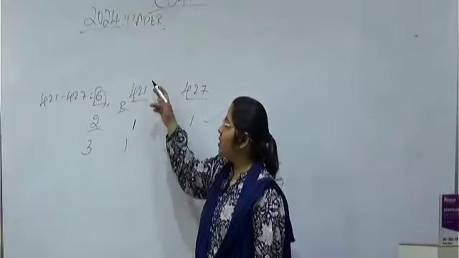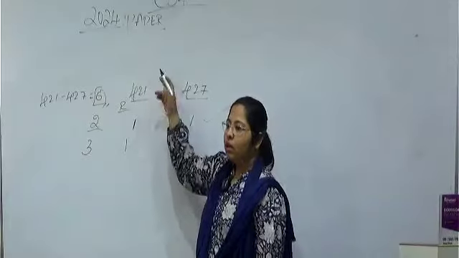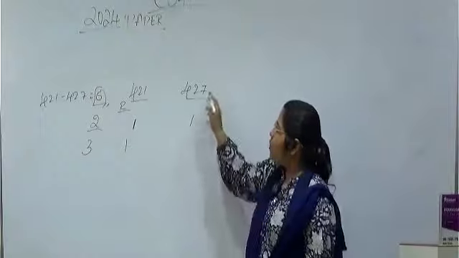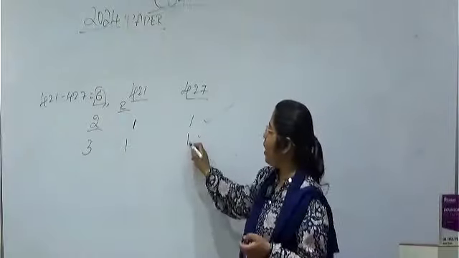4 ones are 4, 3 ones are 3. 1 carry, 12, 1 remainder again. So 1 remainder. This one, 427, again you will get one remainder.